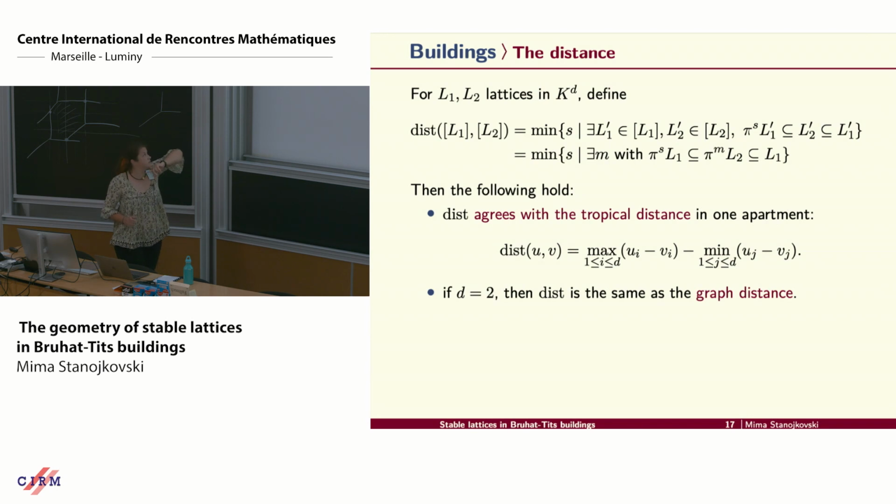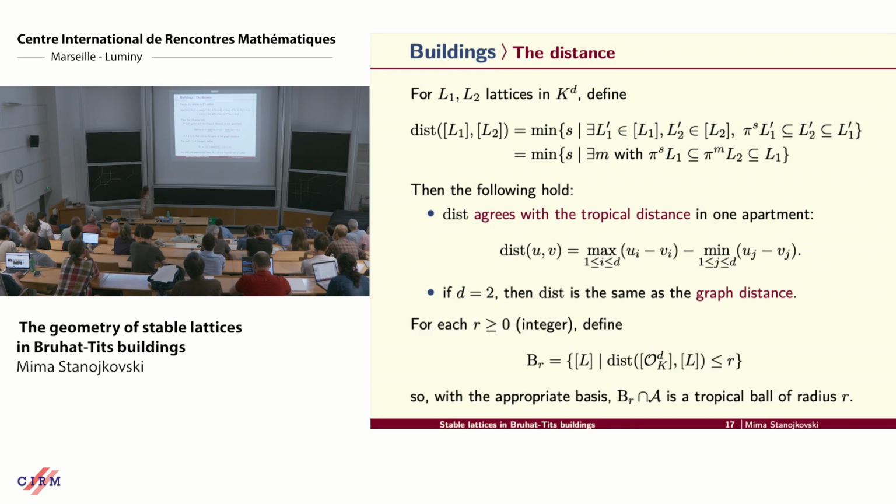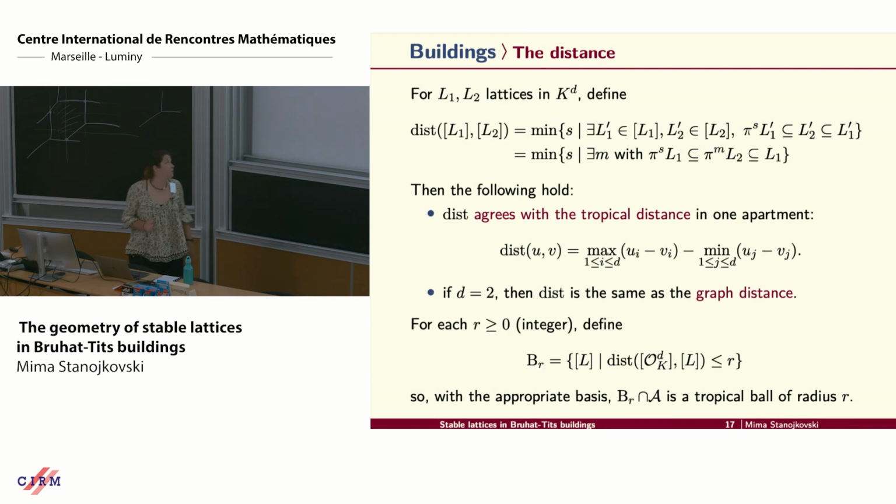So that's very nice. And for d equal to 2, we spoke about trees. Well, that also agrees with the graph distance for d equal to 2. So this is a very good concept of distance. And as usual, we can define balls, and we will be interested in balls centered in the standard lattice. Anyway, we can translate these and move them around by choosing bases, so it doesn't really matter. So a ball of radius r will be the collection of all lattices at distance at most r.